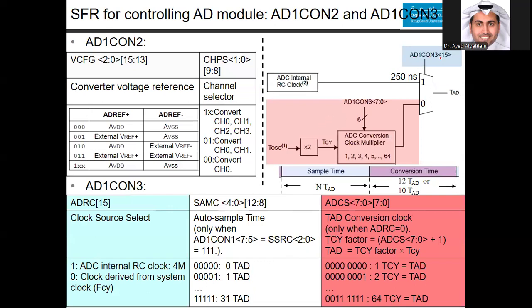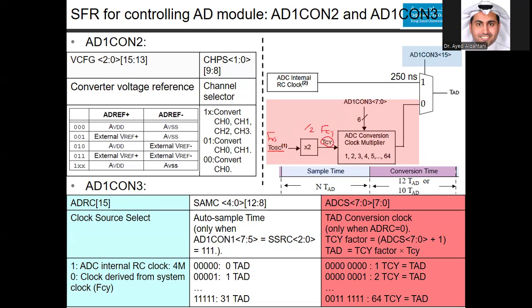Here you have the most significant bit of this third special function register for the ADC. If it is 0, then you use the TOSC or the FOSC, you could say. And from that, you could convert it to FCY if you divide it by 2. Or if you use the TOSC, then you multiply it by 2. Remember the relation between the frequency and the time. And you get the TCY.